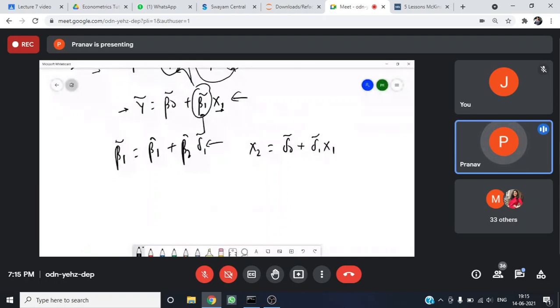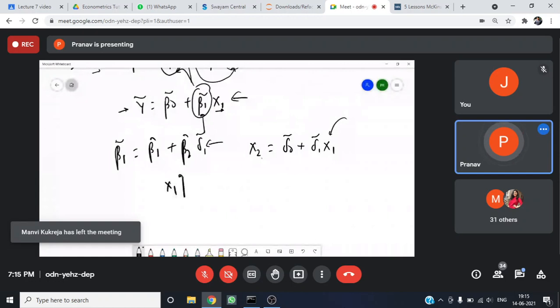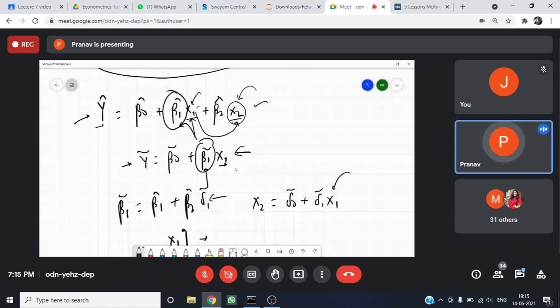Now look, now let us understand what exactly it means. If you increase x1 by a unit, there are two effects. If you increase x1 by 1 unit, it causes a change in the expected value of y by this beta 1 hat times. So this is a direct effect.